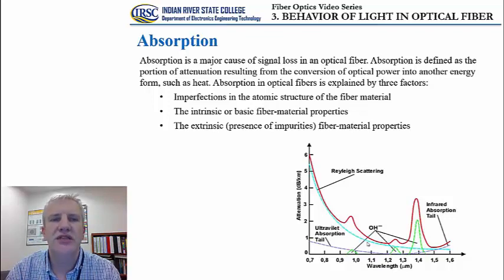Let's first talk about the absorption. Absorption represents the major cause of signal loss in an optical fiber. Absorption is defined as the portion of attenuation resulting from the conversion of optical power into another energy form, usually heat. Absorption in optical fibers is explained by three factors: imperfections in the atomic structure of the fiber material, so-called intrinsic or basic fiber material properties, and finally so-called extrinsic or fiber material properties, mainly the presence of impurities.